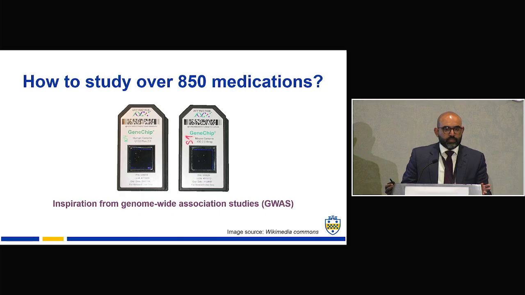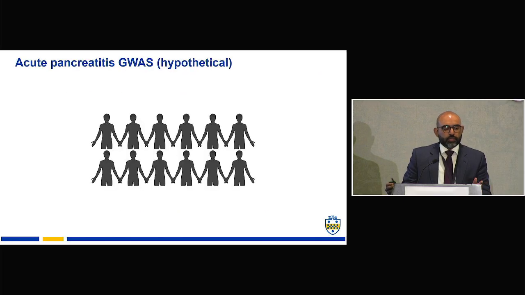And so I know many of you in the audience do these genome-wide association studies, so I'm going to ask you in advance to forgive my epidemiologist simplification, but I'm going to describe a hypothetical acute pancreatitis GWAS so that we can use it as an analogy for how we would do our pharmacoepidemiology study.